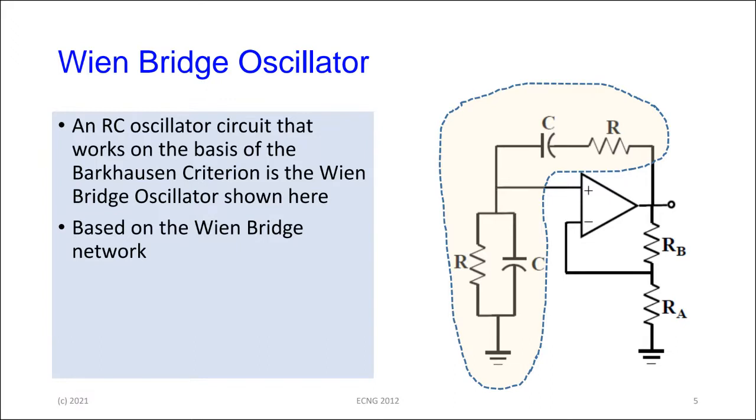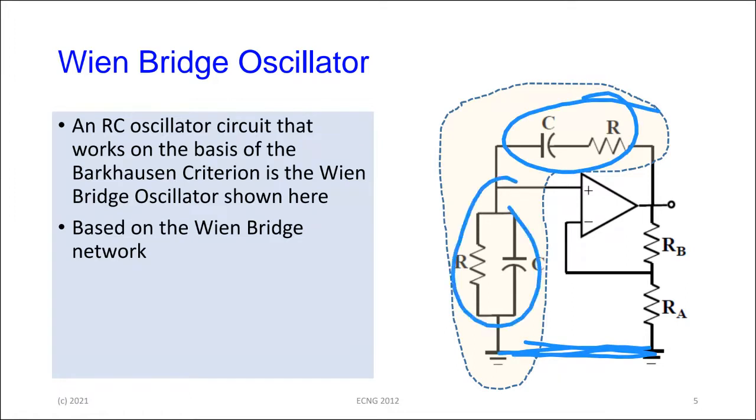Now, if you take out the op amp for the time being, and you look at this, these two points are actually connected. So we have a bridge with this and this on one side of the bridge, ignoring the op amp, and this on the other side. It's like a Wheatstone bridge where you replace two of the arms with a series resistor capacitor combination and a parallel resistor capacitor combination.